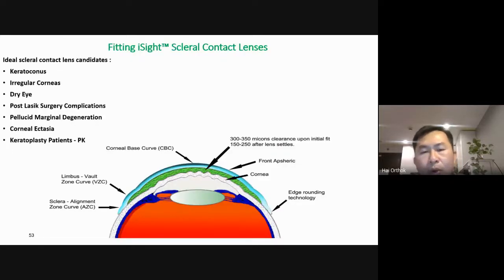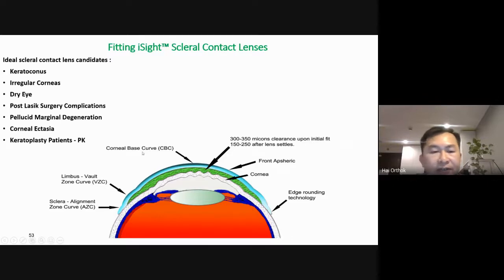Why is that? Because with the scleral lens, we can produce a very nice and thick tear layer between the cornea and the lens, and because of that, it can bring the light to focus better on the retina. And for some keratoconus that cannot be corrected by other lenses, it is well corrected with the scleral lens. And the scleral design is actually very simple.